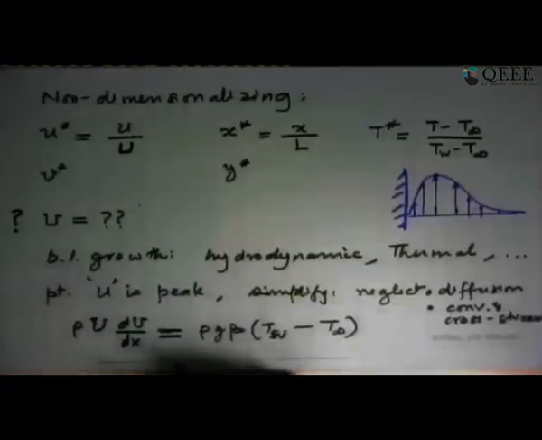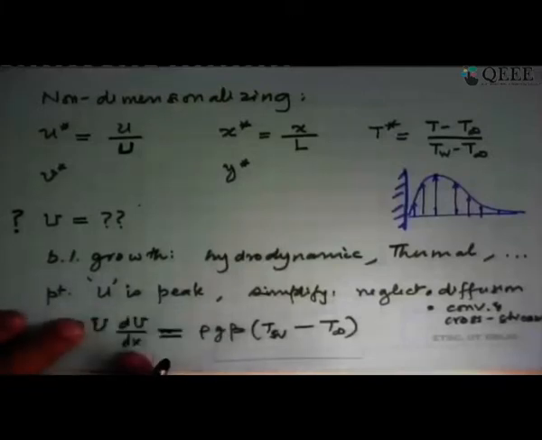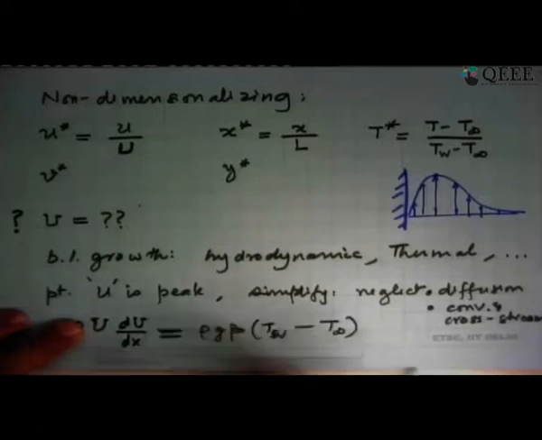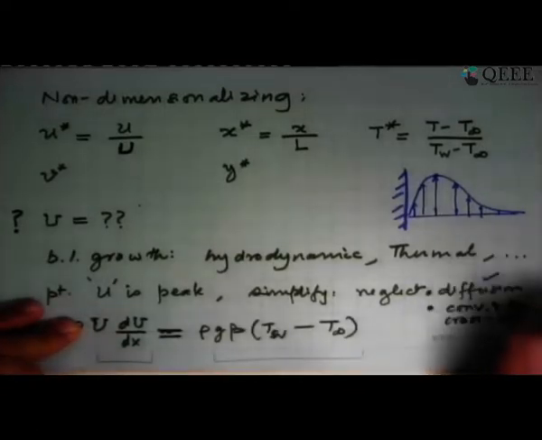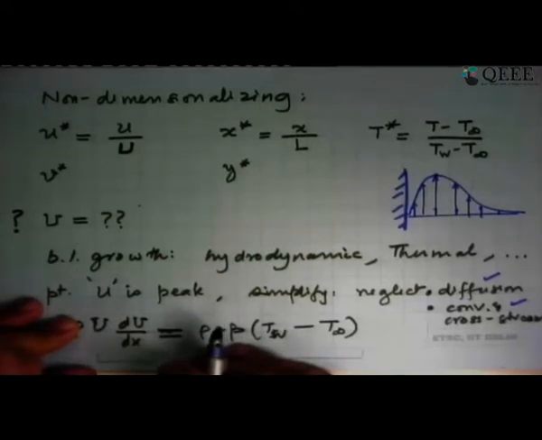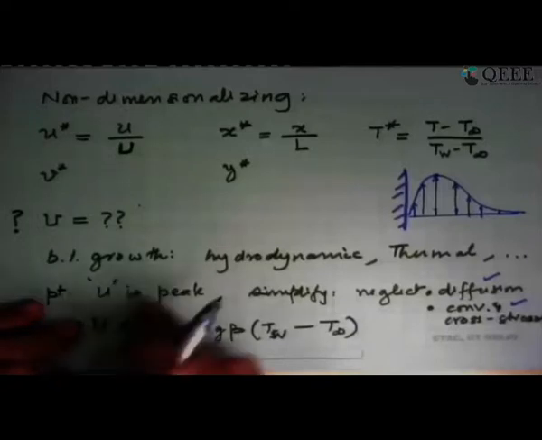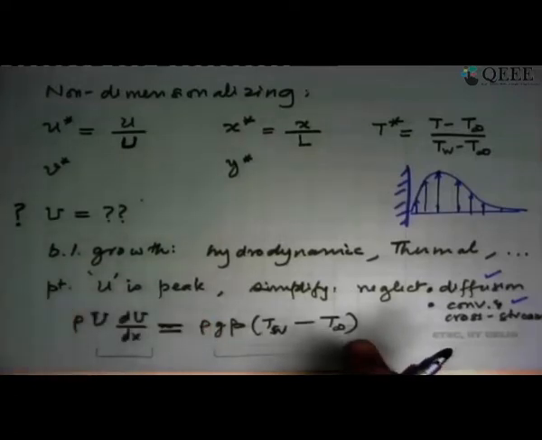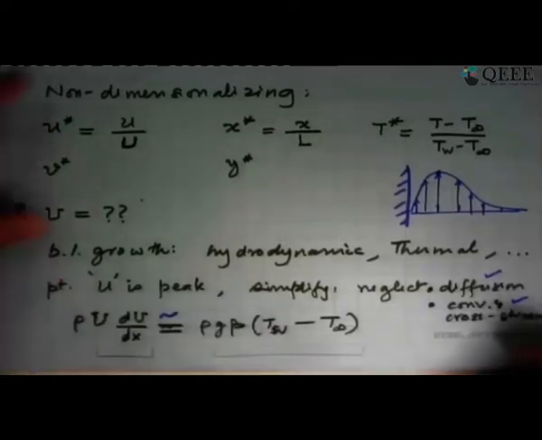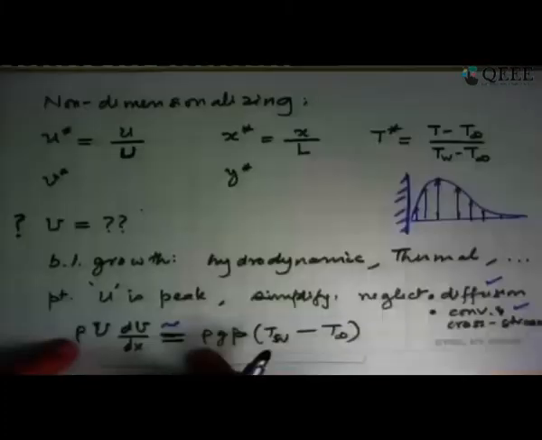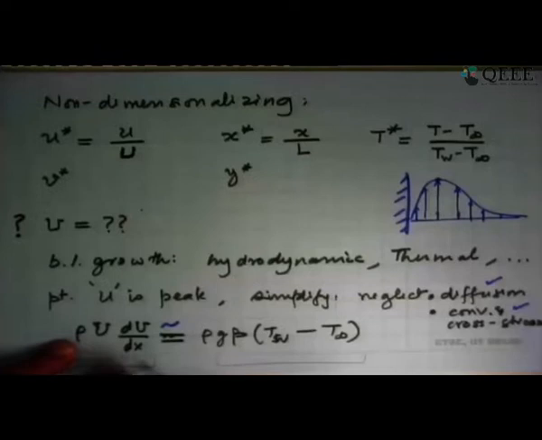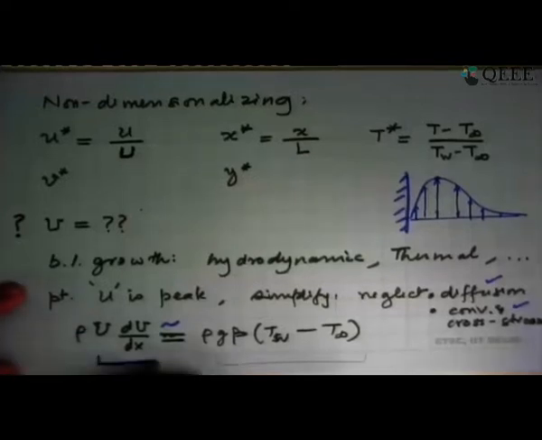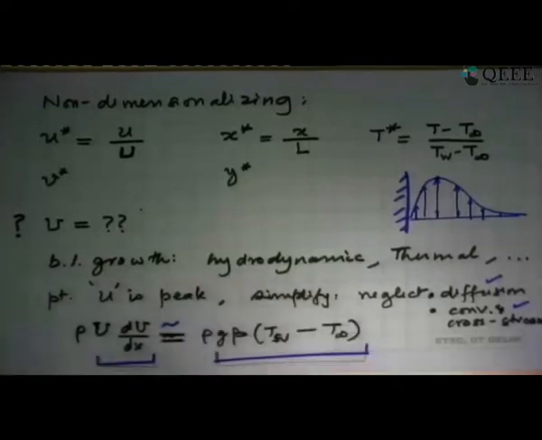Okay, so when we do that, you are left with, say, u du by dx on one side, and on the right side we say, well, if diffusion is less and convection cross stream to the flow is also negligible, so that means we are neglecting the other two terms, then we are left with the fact that u du by dx is g beta (Tw minus T infinity). This is approximately, not exactly, but approximately. And we can then put the rho on both sides. So you have this equation, rho u du/dx and rho g beta (Tw minus T infinity). They are of comparable magnitude.